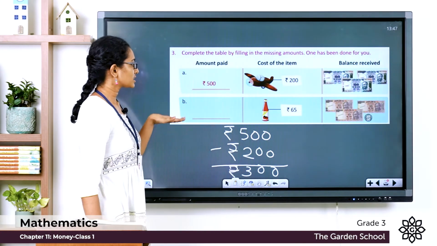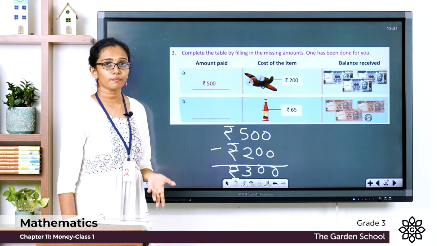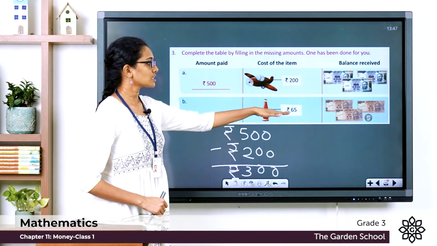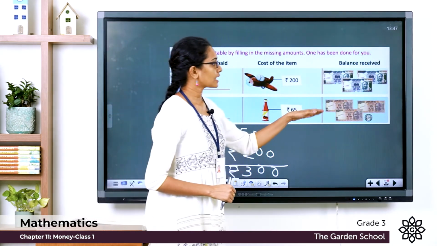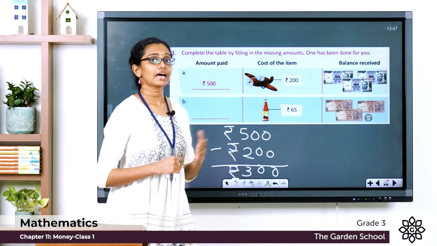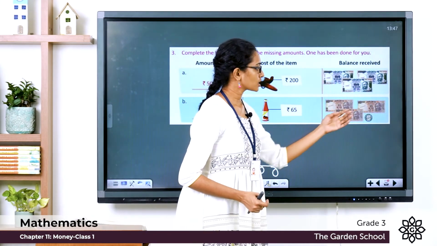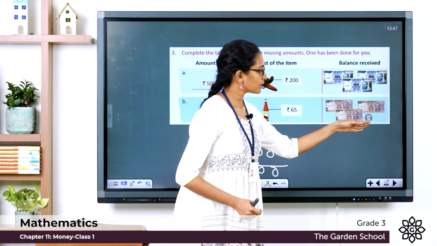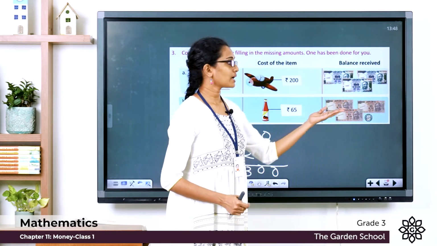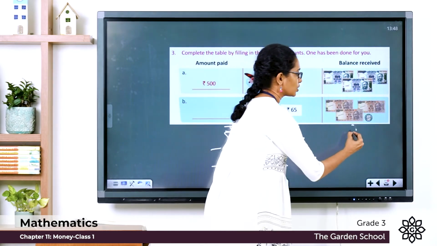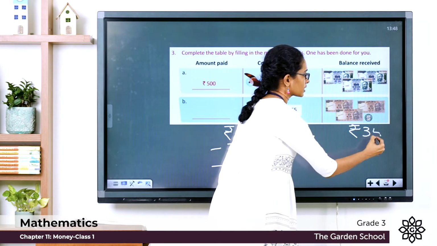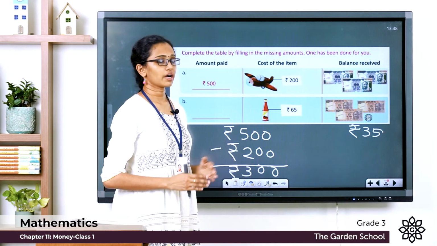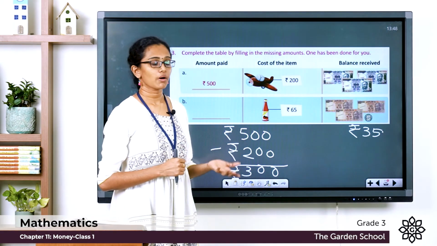Now in the next question, you are not given the amount paid there, but you are given the cost of the item as rupees 65 and the balance amount is also given there. How much is it? 3 10 rupee notes, which means it is 10 plus 10 plus 10, 30, plus a 5 rupee note. So here the balance amount received was rupees 35 and the cost of the item was rupees 65. So how do we find out the amount paid?